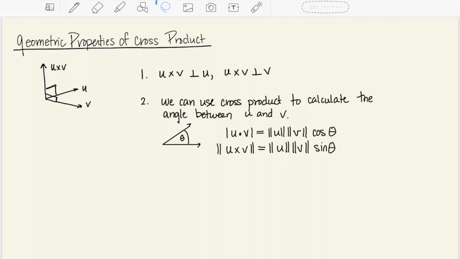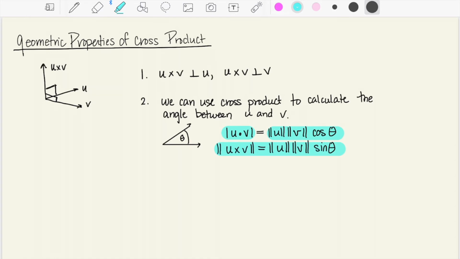The second geometric property that's worth reviewing is that we can use the cross product to calculate the angle between u and v. Remember, we can also calculate the angle between the vectors u and v with the dot product. In particular, the dot product of u and v is equal to the length of u times the length of v times the cosine of the angle between those vectors. Well, you also have a similar statement for the cross product, but it involves sine instead. The magnitude of u cross v is equal to the magnitude of u times the magnitude of v times sine of the angle theta between the vectors u and v.